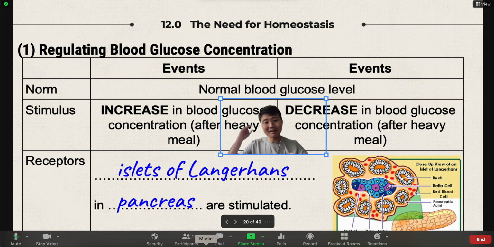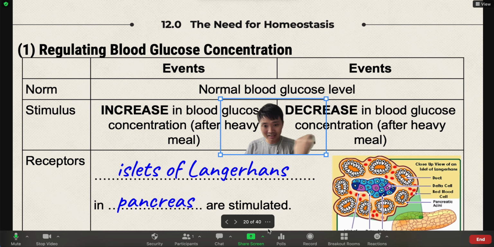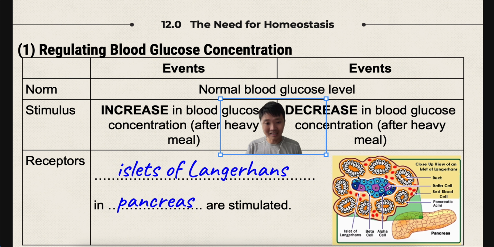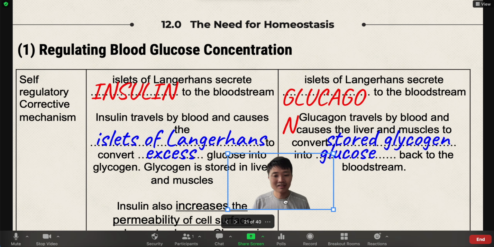Then what happens when the blood glucose levels change? The islets of Langerhans, as you can see in the picture here, in the pancreas, there's a special group of cells. Ignore all these other things. Just this area where Mr. Cho is circling is the islets of Langerhans. A group of cells in the pancreas are stimulated. These cells produce insulin and glucagon. Write it down: the cells in the islets of Langerhans produce insulin or glucagon. Got it?